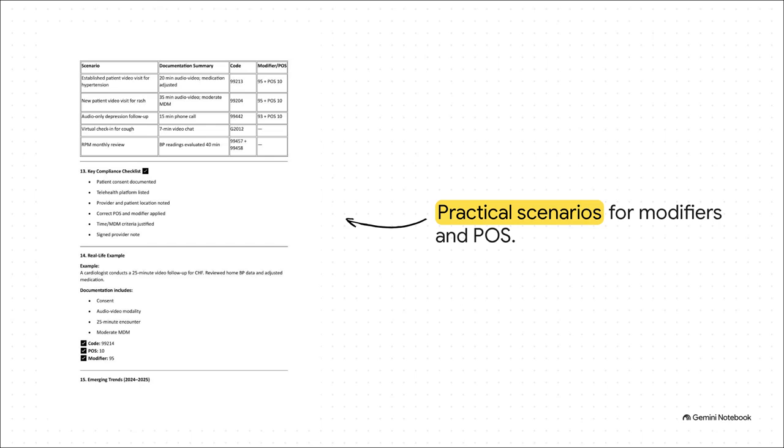Let's actually put this into practice. Picture an established patient doing a video visit for hypertension from their living room. You'd code a 99213, slap on modifier 95 for the video, and use POS 10 since they're at home. But let's say it's an audio-only depression follow-up. For that, you need an audio-specific code, and you'll append modifier 93. Pretty straightforward when you break it down, right?